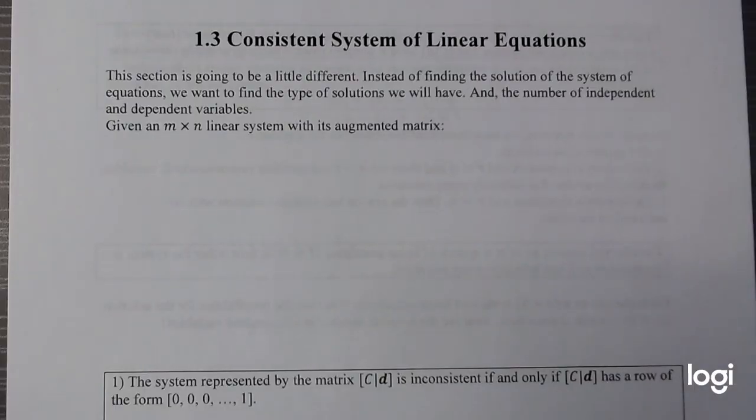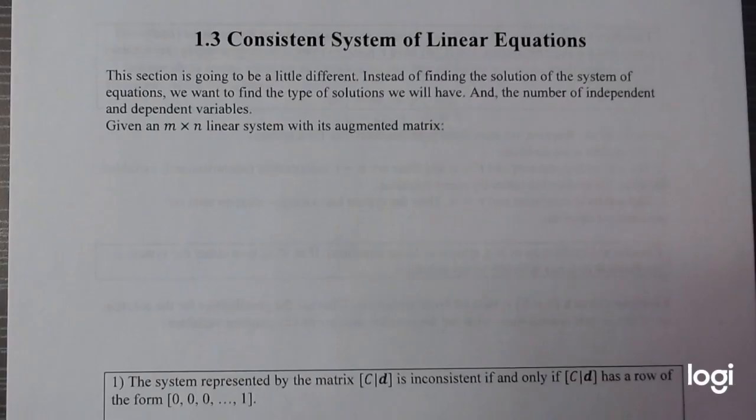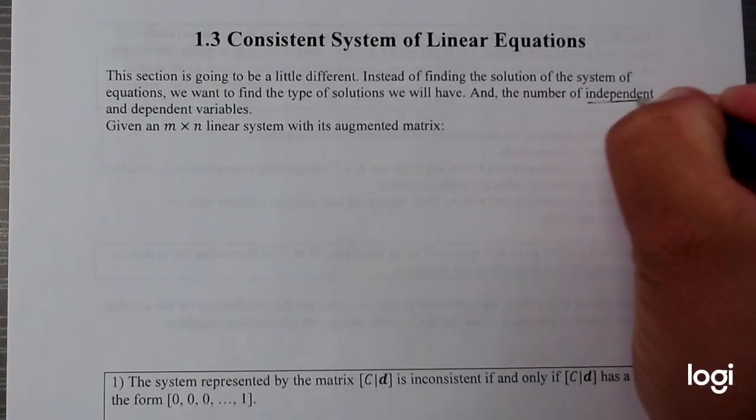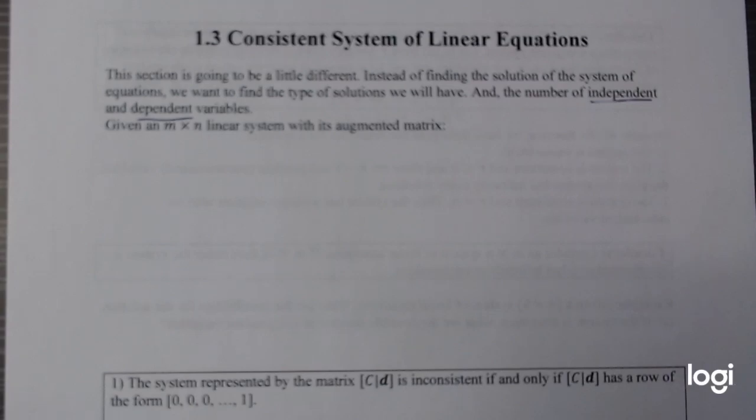Is there a way to know without actually having to go through the Gauss-Jordan elimination method and solving and finding it at the end? Okay? That's pretty much what this section is all about. We're going to talk about independent and dependent variables much more in this section and eventually going forward. So let's just go back a little bit.